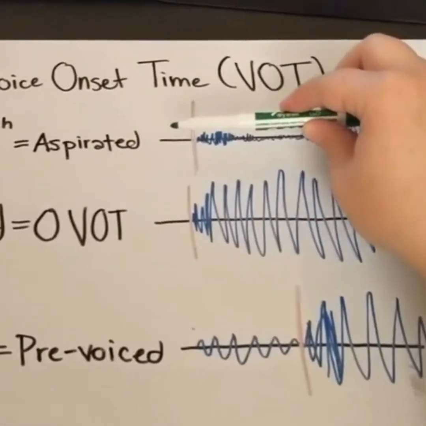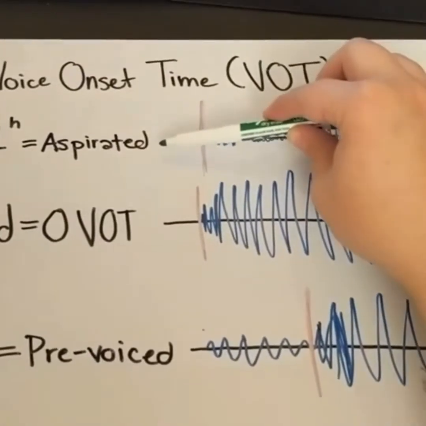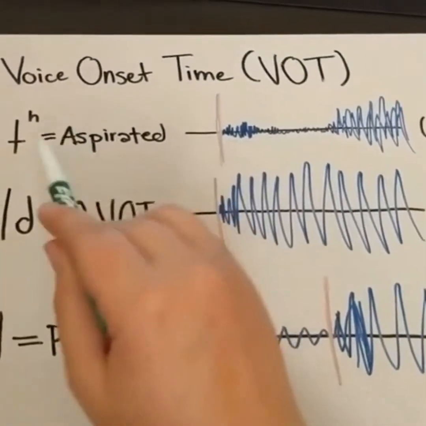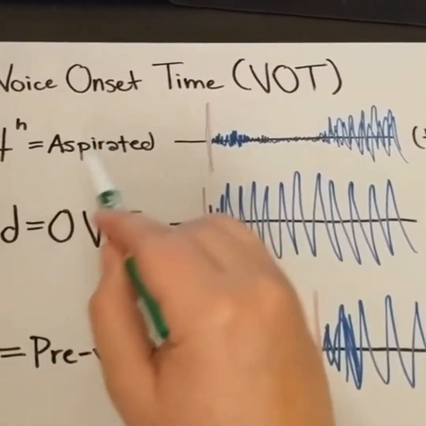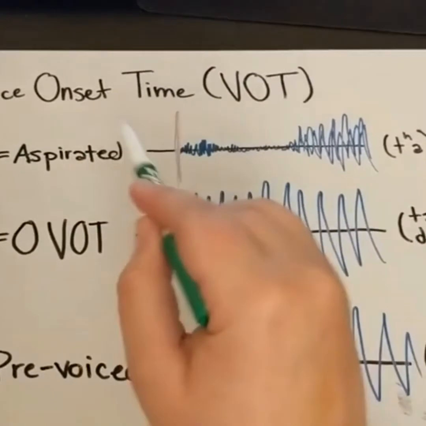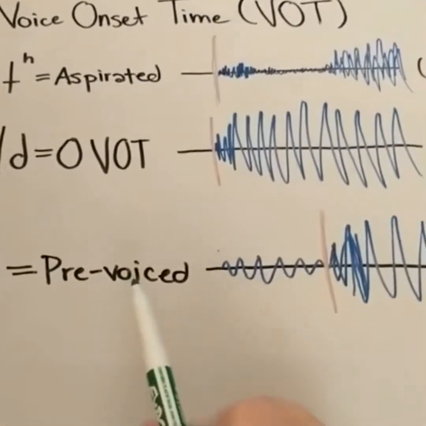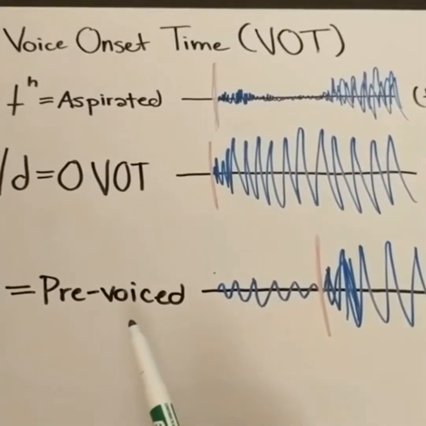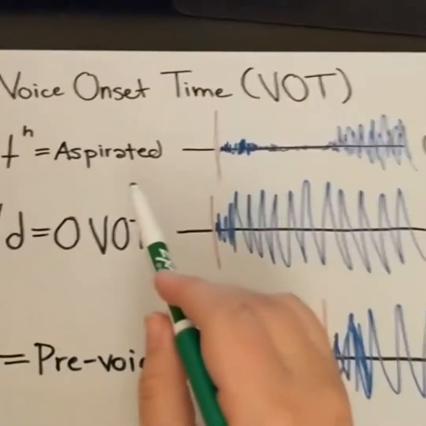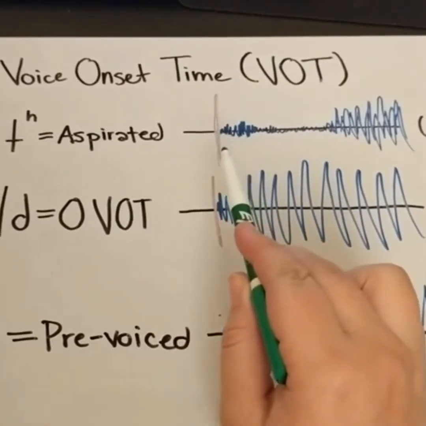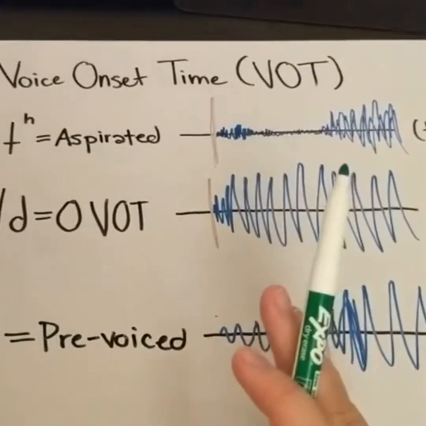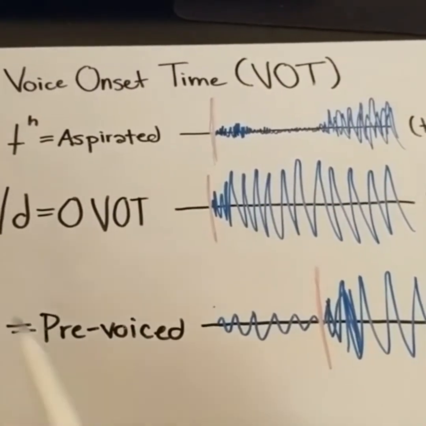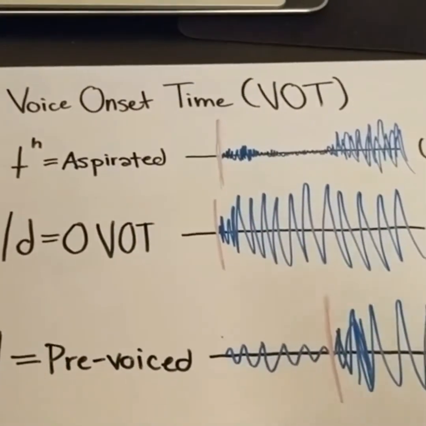You have at one end of the spectrum something that's clearly aspirated. This has a long voice onset time, a long positive voice onset time. This is called a positive voice onset time, just because of how we measure it. And at the other end, you have things that are called pre-voiced, and these have a negative voice onset time. Now, in an aspirated stop, the voicing starts way after the stop is released, and in a pre-voiced stop, it starts even before you release the stop.